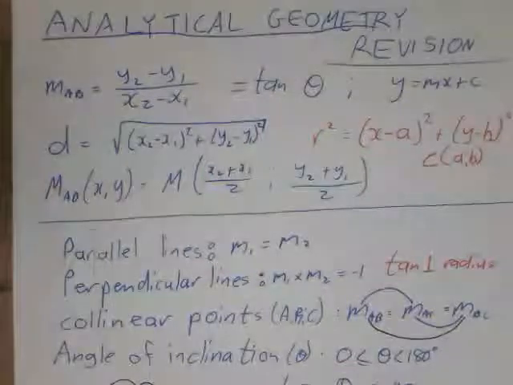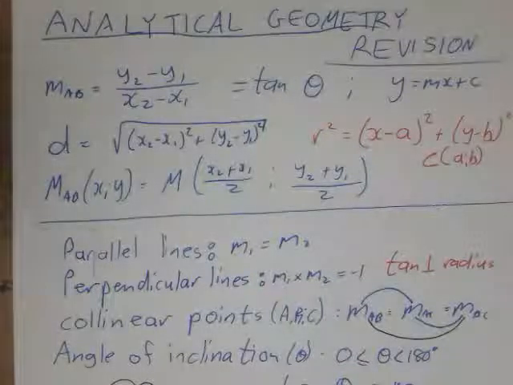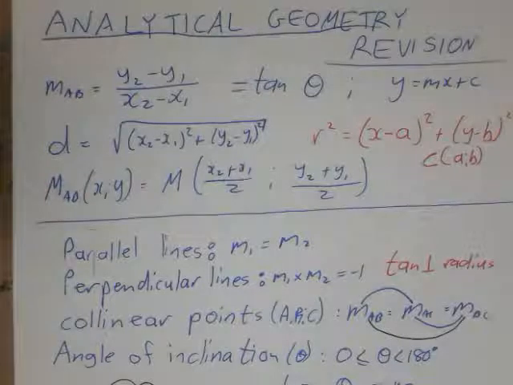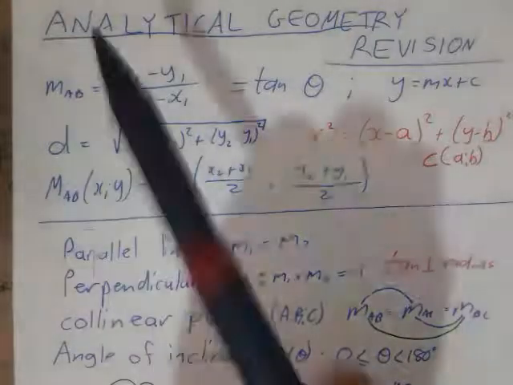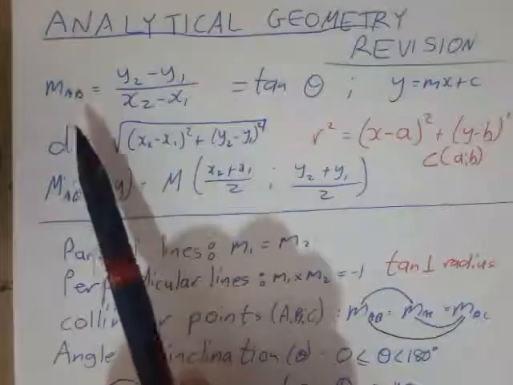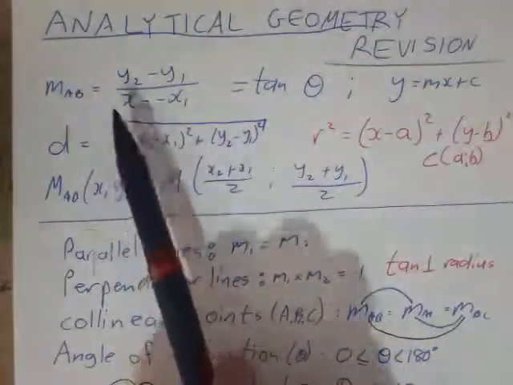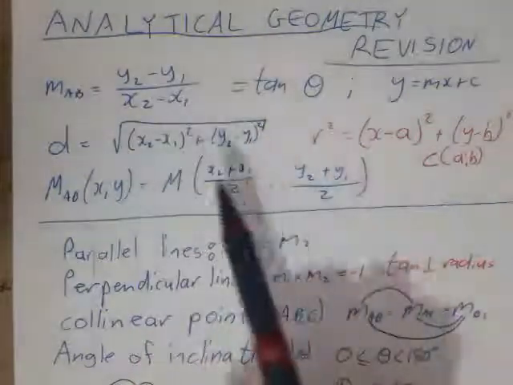Welcome. In this session, we are going to do some analytical geometry revision about grade 10 and grade 11 work. The first part will be about the formulas that you will use and find on the formula sheet. So first one is the gradient of line segment AB is y2 minus y1 over x2 minus x1.